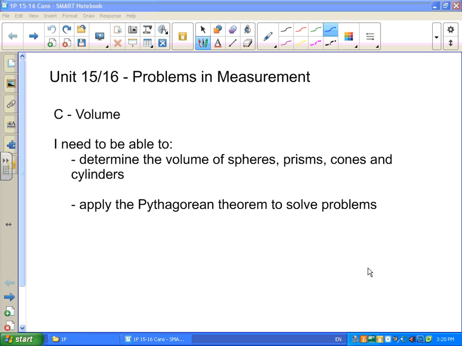So welcome to our third lesson here from Unit 1516, Problems in Measurement. And what we want to look at today is calculating the volume of objects. So what do you need to be able to do at the end of this lesson?